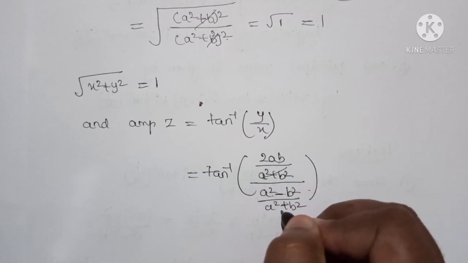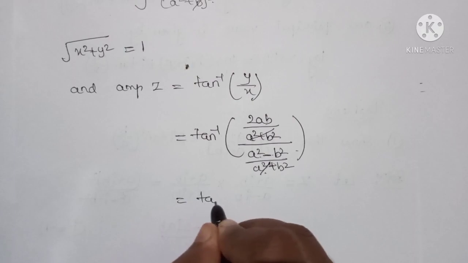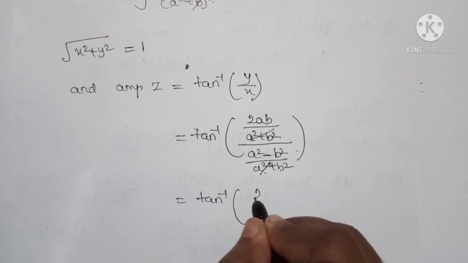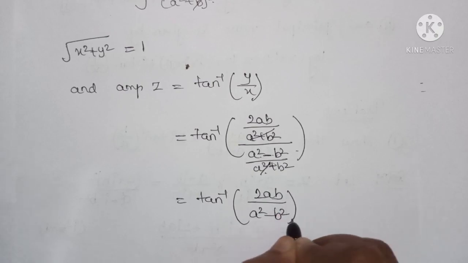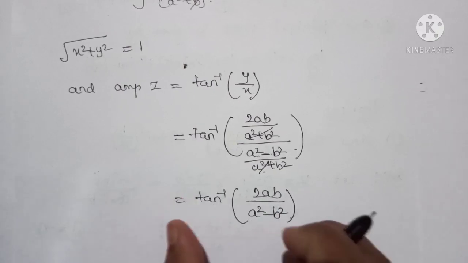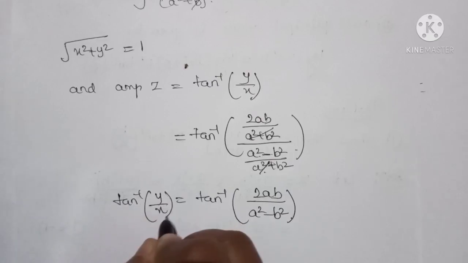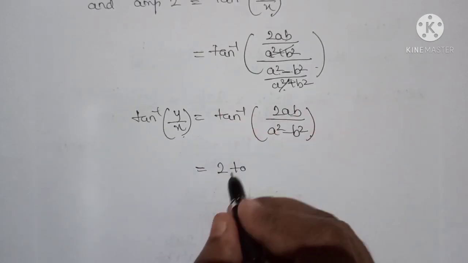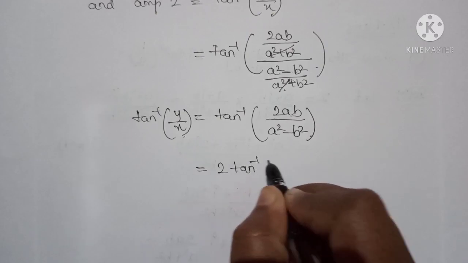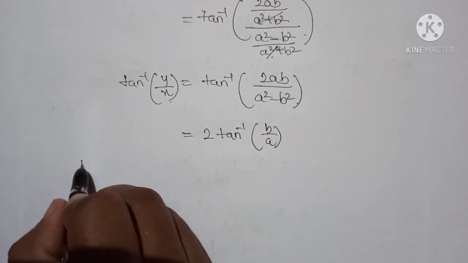Here this a square plus b square gets cancelled, and we get tan inverse of 2ab divided by a square minus b square. This is the amplitude of z value, that is tan inverse of y by x value. Now by the inverse trigonometry formula, this is equal to 2 tan inverse of b by a.